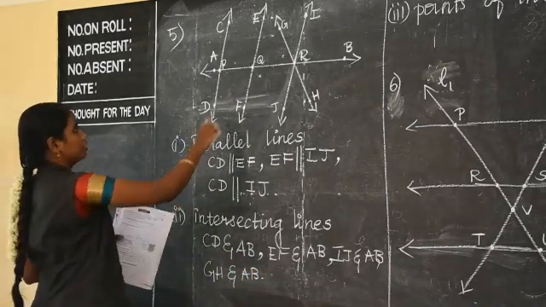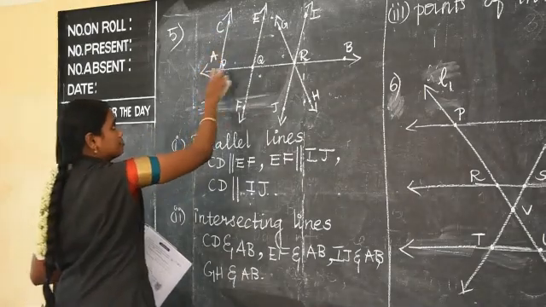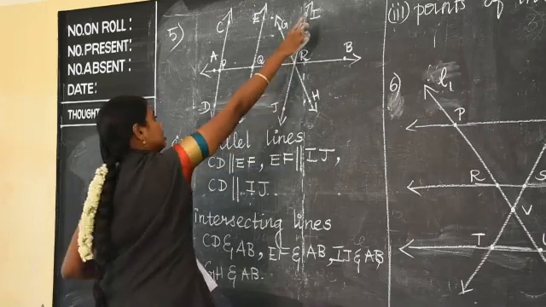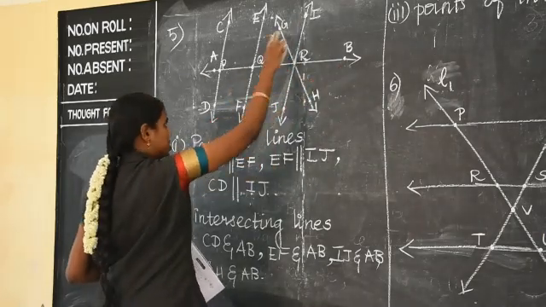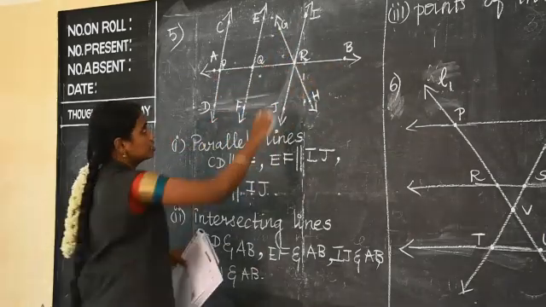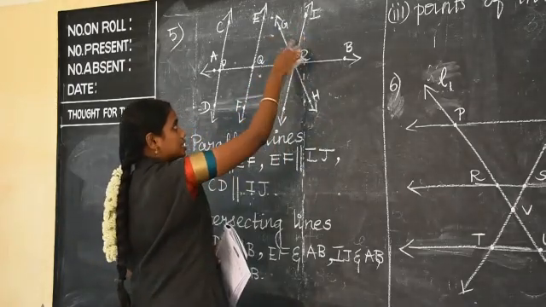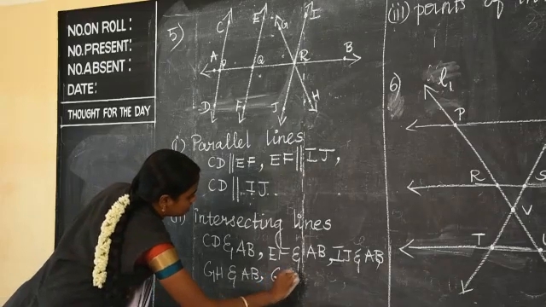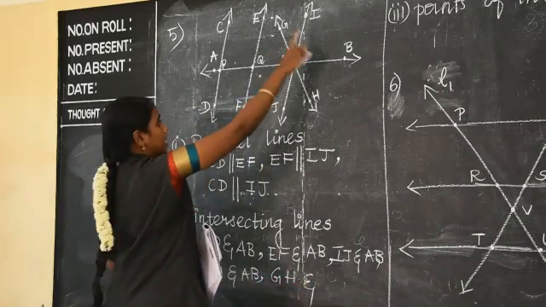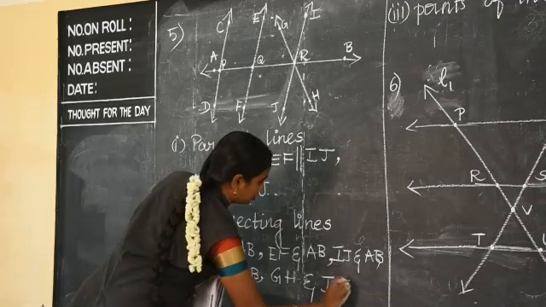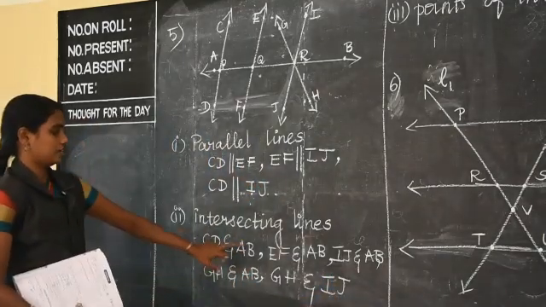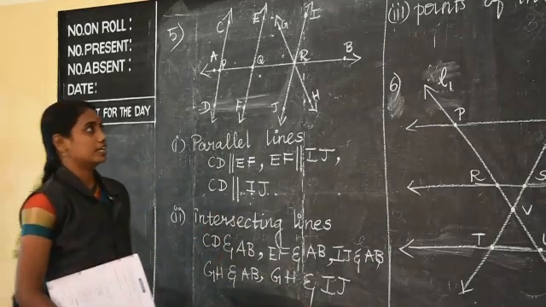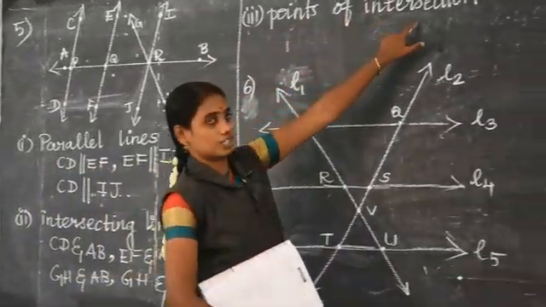Clear everyone? Here CD intersected by AB, EF intersected by AB, IJ intersected by AB, GH intersected by AB. Next, these two lines are intersecting, this line and this line, yes or no? So you can tell GH and IJ. So totally how many intersecting lines? 1, 2, 3, 4, 5 intersecting lines. Clear?